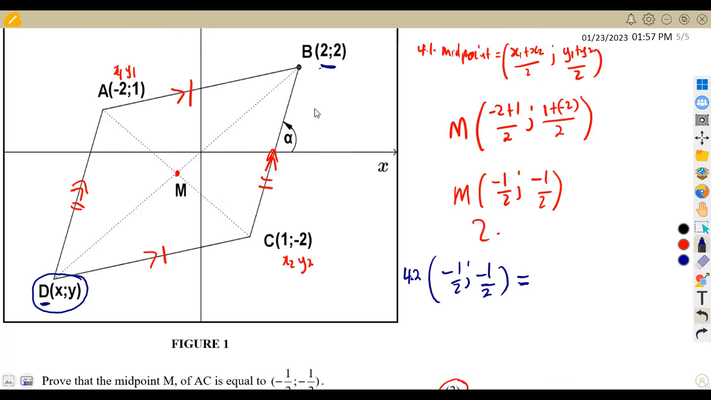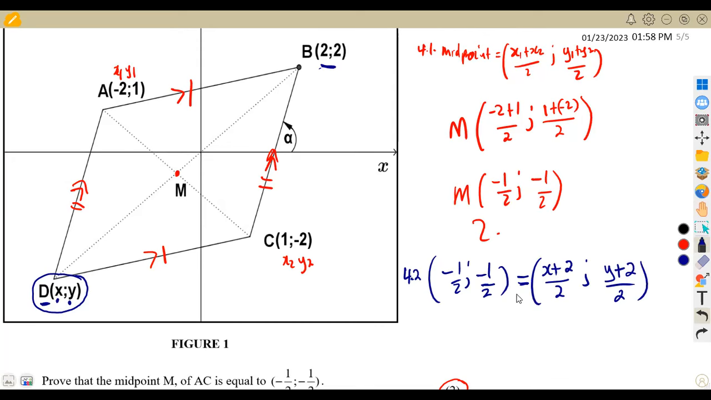So you're going to add the values of x together. At D, we've got x. So it is going to be x plus 2 over 2. You move on to y, you do the same thing, y plus the value of y at point B, which is 2, everything over 2. Remember, that's how you find the midpoint. You add the values of x together, you divide by 2. The values of y together, you divide by 2.